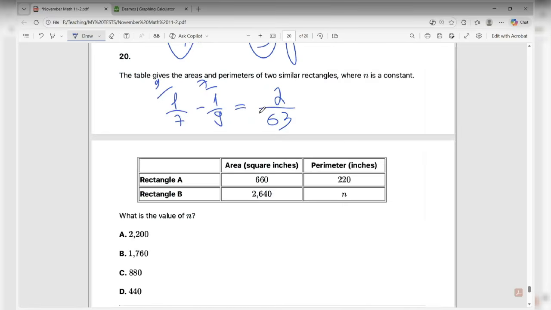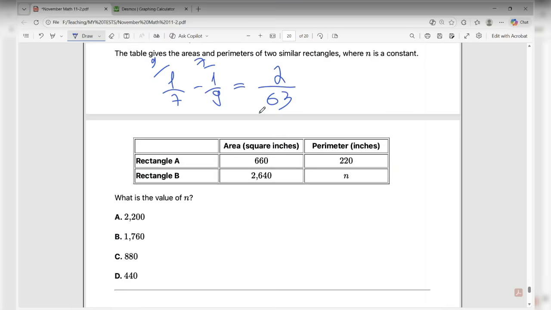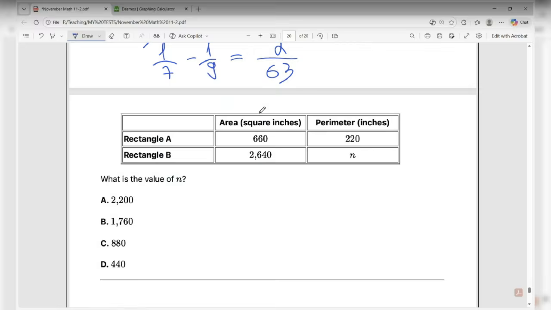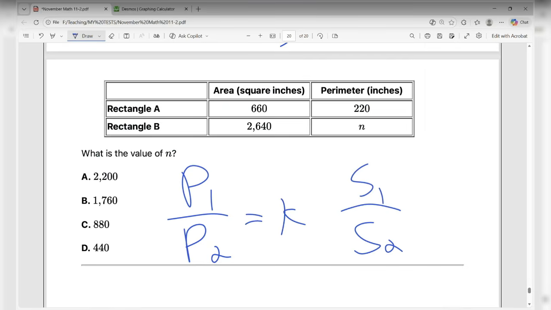So the table gives the areas and the perimeters of two similar rectangles where n is a constant. Okay, what is the value of n? Guys, understand. If the shapes are similar, the ratio of the perimeters, let's say perimeter 1 divided by perimeter 2 equals k, and the ratio of the areas, S1 divided by S2, must be k squared. That's all, guys. This is the simple logic here.